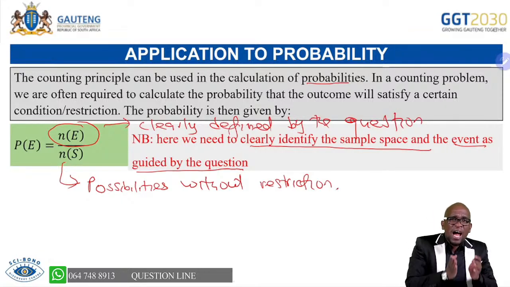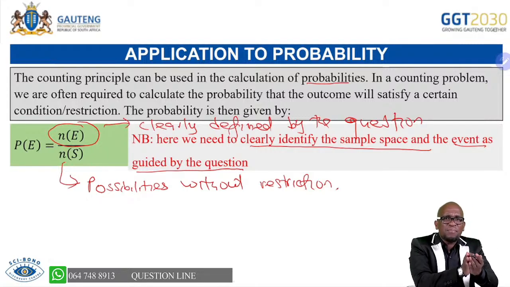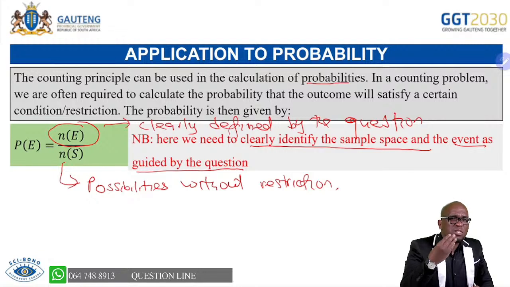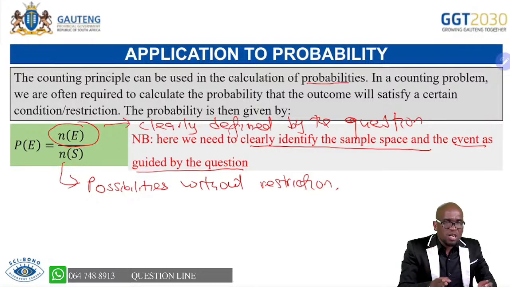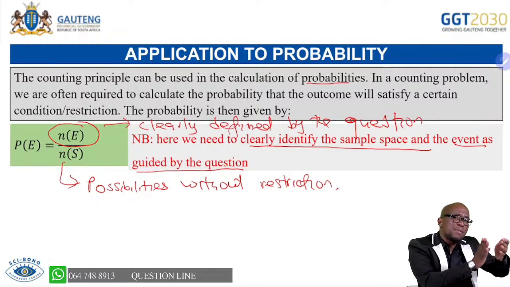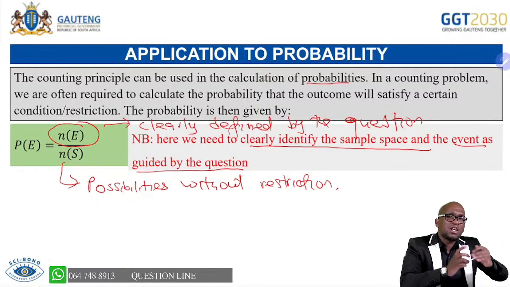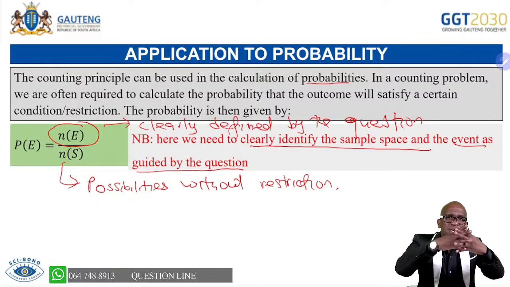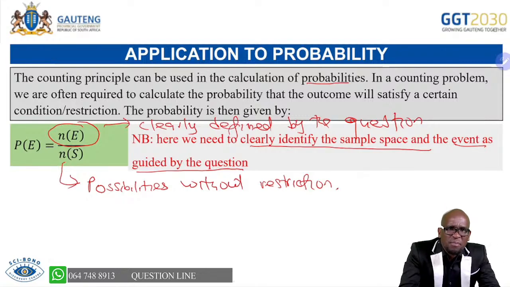So here, unlike in grade 11 probability, where the sample space is always given, sometimes you will have to calculate the sample space. And in doing that, you need to isolate the sample space, isolate the event, calculate both of them, and marry the two to determine probability. Right, we move on.